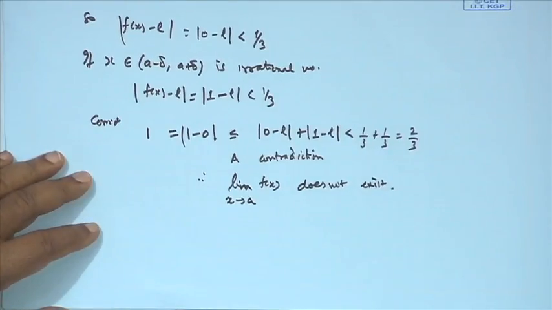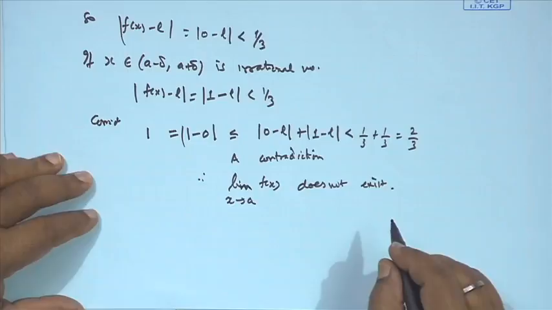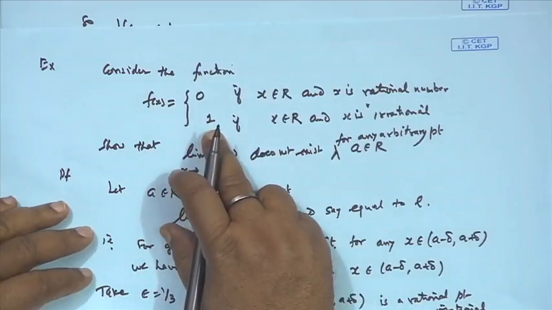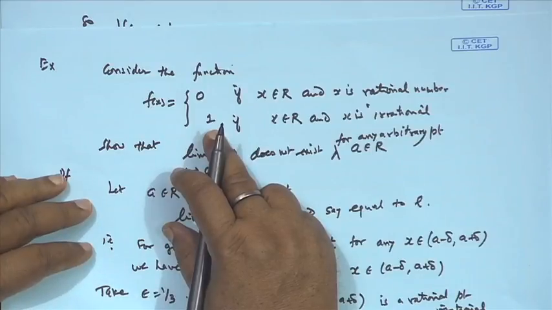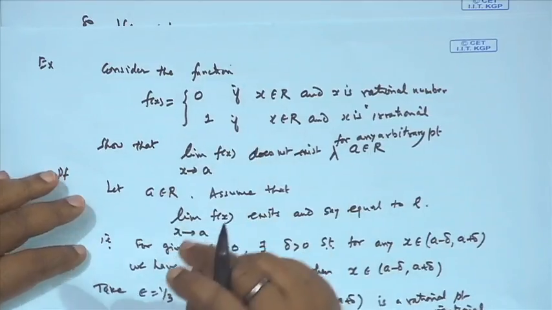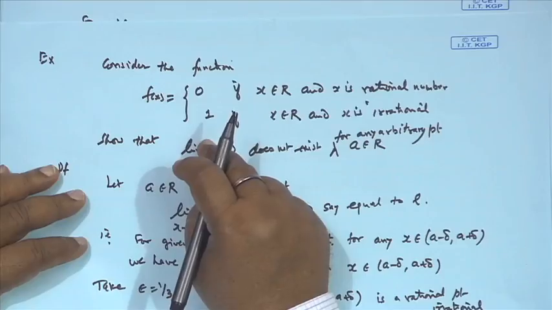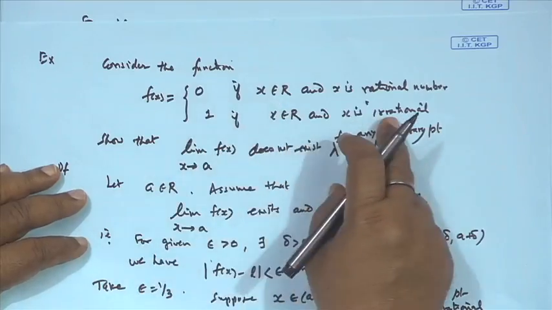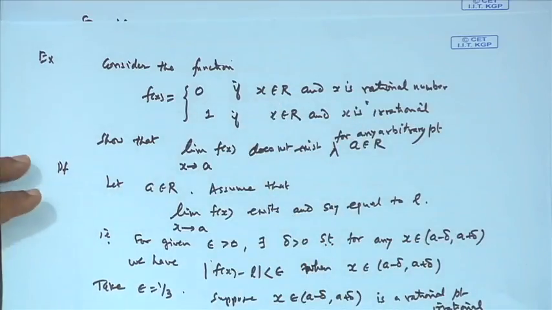So, the function which is 0 at the rational points and 1 at the irrational points does not have a limit along any path joining the point A, where the limiting point A is an arbitrary number, any real number. The limit does not exist. So, this is a very interesting example for that. Okay. I hope it is clear.